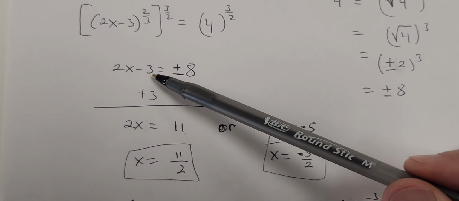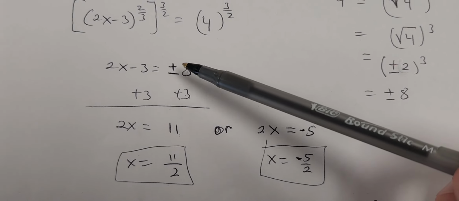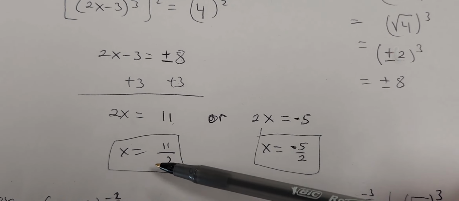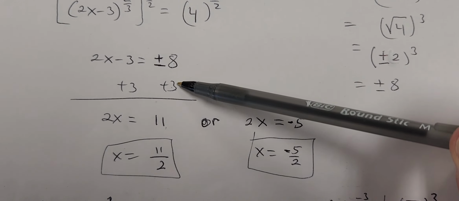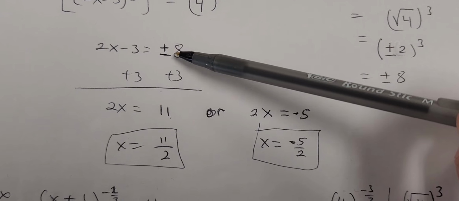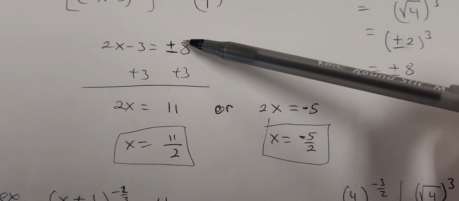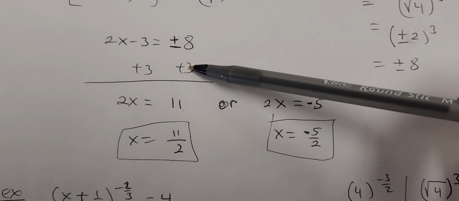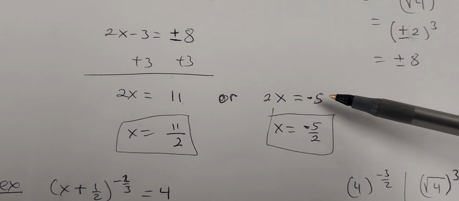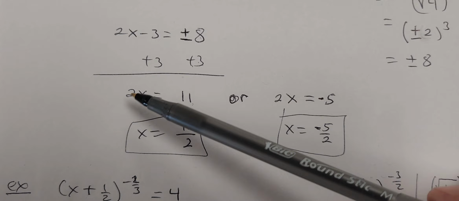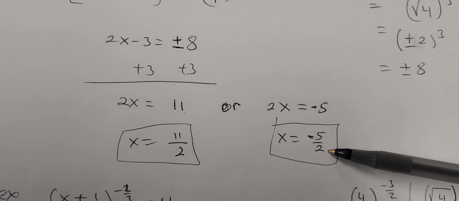Next, we want to get rid of this 3, so add 3 to both sides. Bring down the 2x. Now here we have plus and minus, so we have to separate them out by positive and negative. So positive 8 plus 3 gives me 11. Negative 8 plus 3 gives me negative 5. One more time, positive 8 plus positive 3 gives me 11. Negative 8 plus 3 gives me negative 5. Okay, and then divide by 2, which gives me 11/2. Divide by 2 gives me negative 5/2.